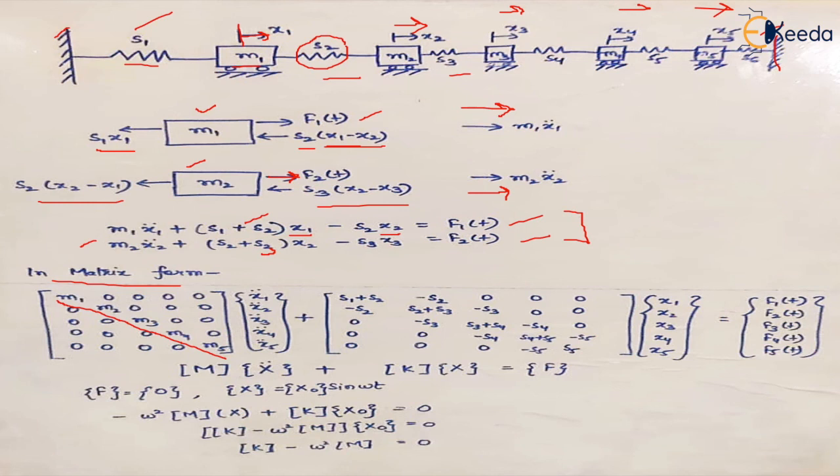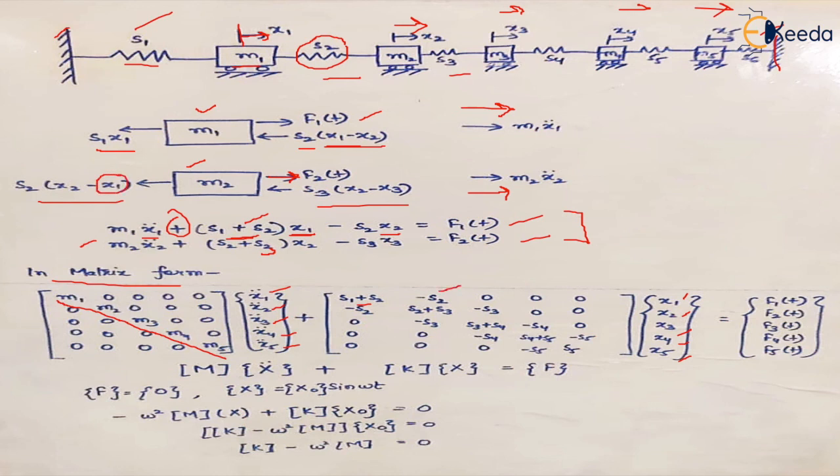So it is mass into acceleration, so it is x1 double dot, x2 double dot, x3 double dot, x4 and x5, plus the spring stiffness for the displacements x1, x2, x3, x4 and x5. Now for x1, it is (s1 plus s2), right? And the component of x2 in this row is minus s2. So minus s2.